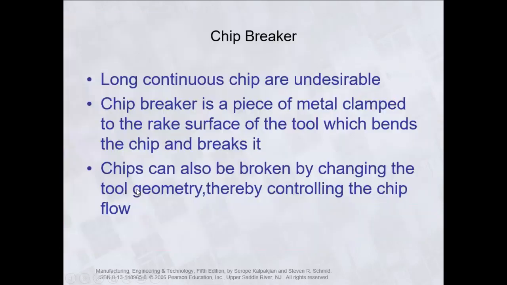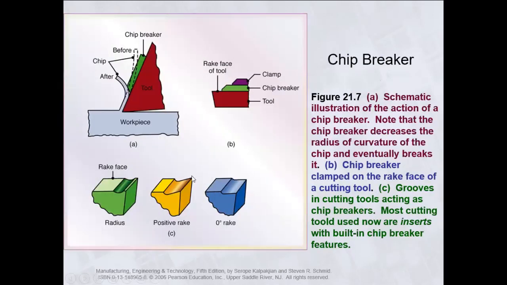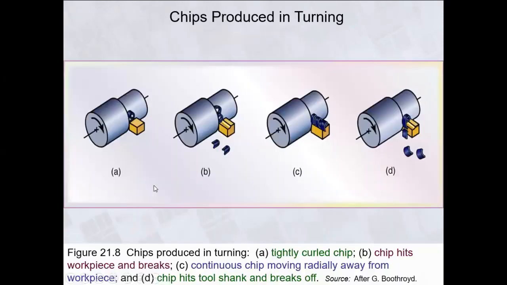The chip breaker breaks long continuous chips, as these are undesirable. A chip breaker is a piece of metal that is clamped to the rake face of the tool, which bends the chips and breaks them. The chips can also be broken by changing the tool geometry, thereby controlling the chip flow. This is the tool geometry which can help us break the chips and thus protect the rake face of the tool.